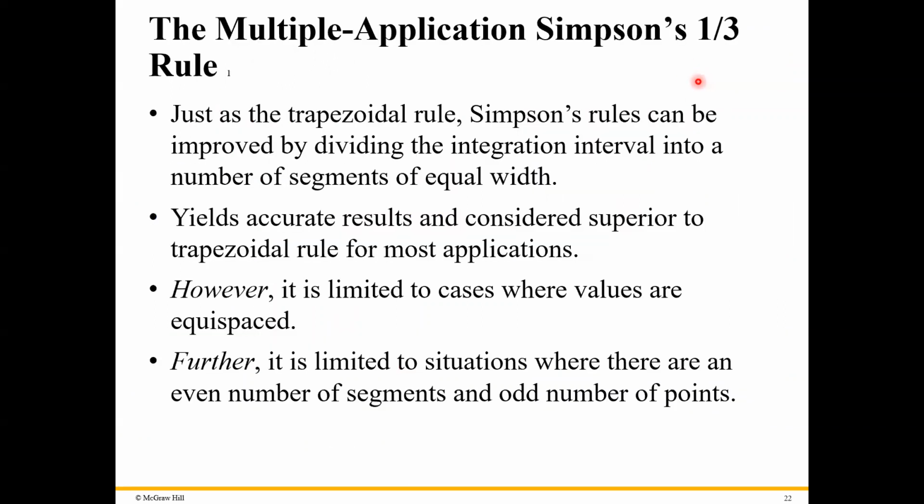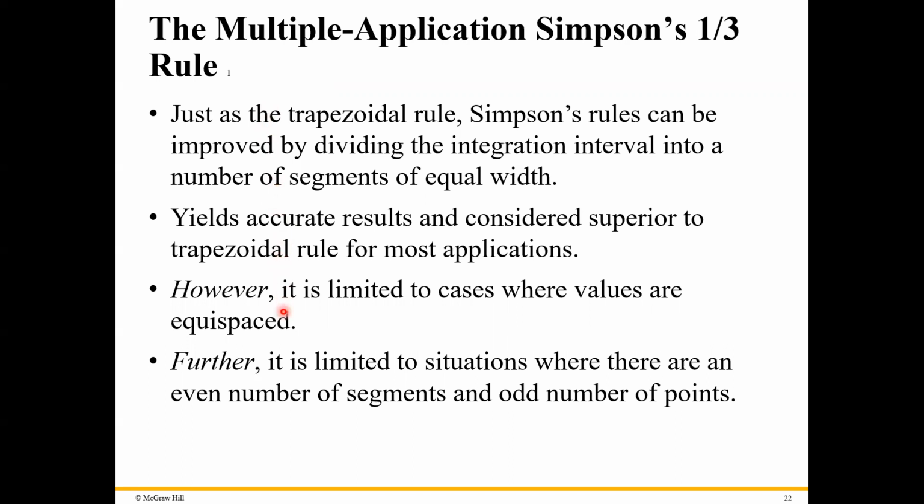So the multiple application of the Simpson's 1/3 rule is necessary to improve the results of the Simpson's rule. Just as with the trapezoidal rule, Simpson's rule can be improved by dividing the integration interval into a number of segments of equal width. It yields accurate results and is considered superior to the trapezoidal rule for most applications.